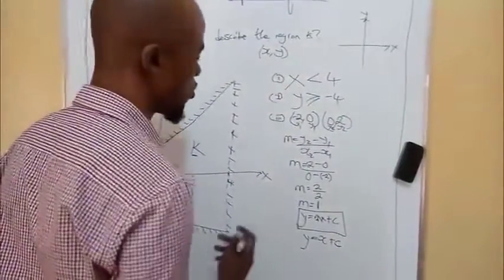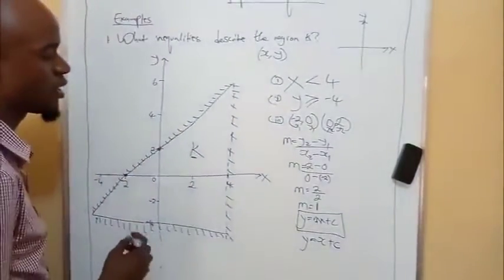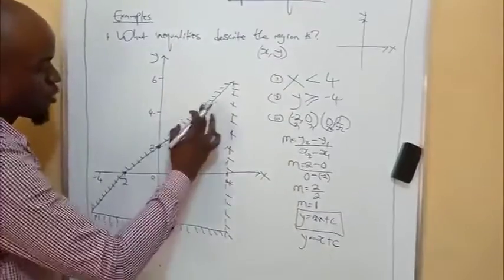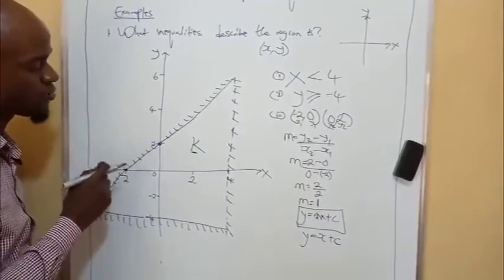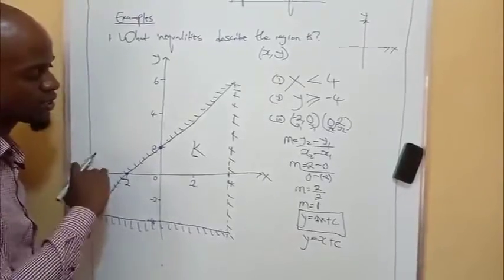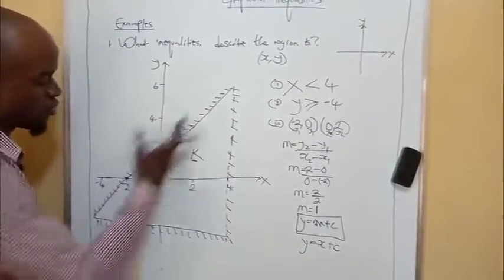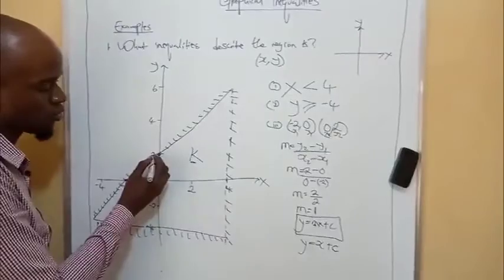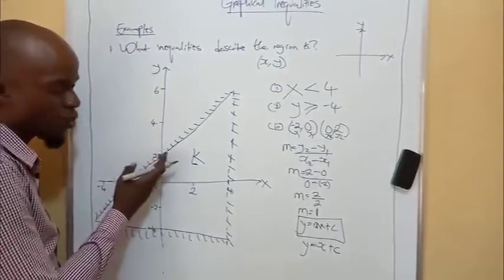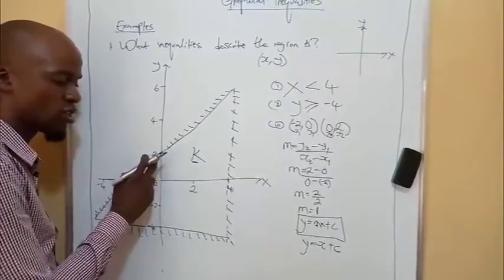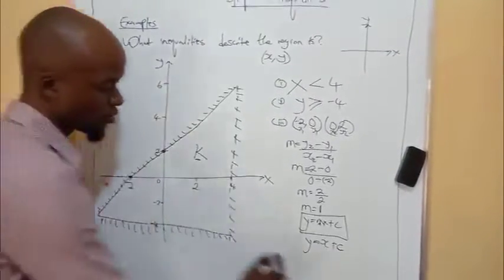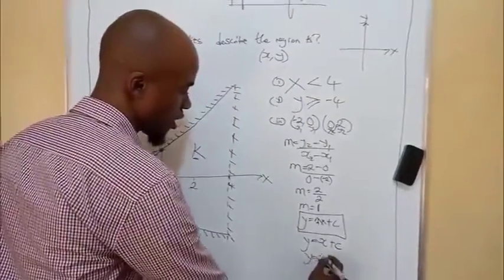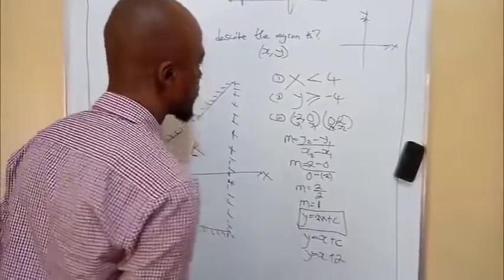Now go and find what c is. c is known as your y-intercept. On this slope, what number cuts the y-axis? If you see, it's 2. So 2 is your y-intercept, so 2 is your c. There's no need for solving, you just get your 2 here. So y is equal to x plus 2.